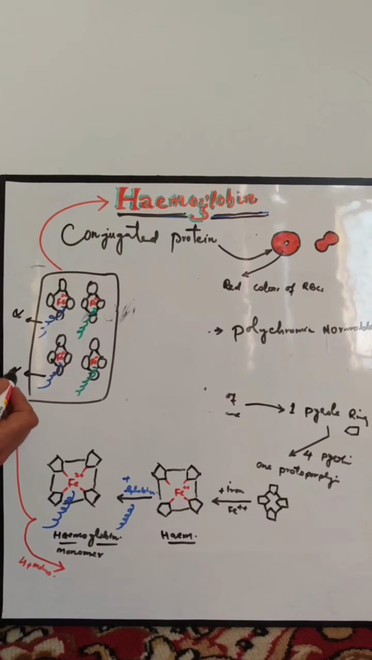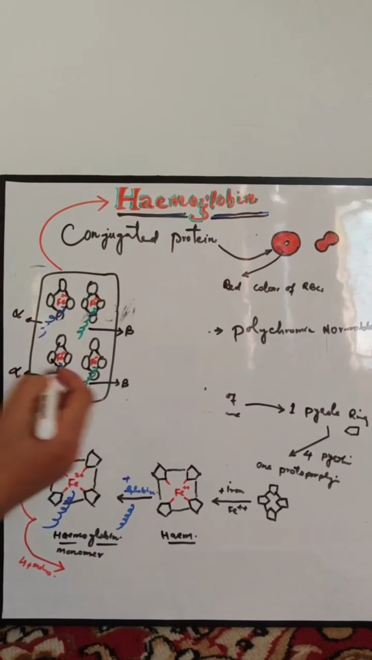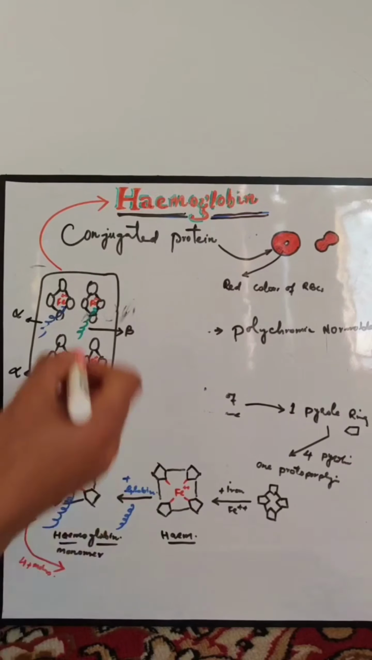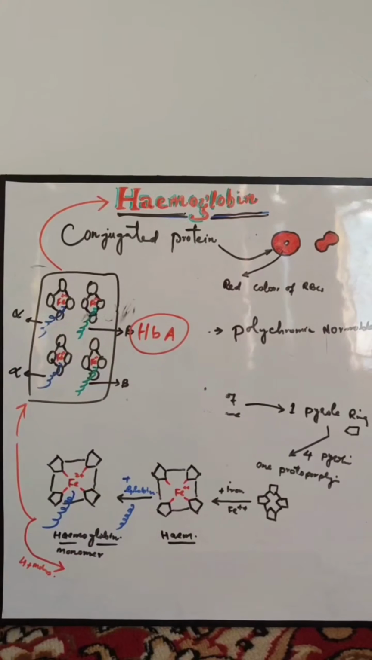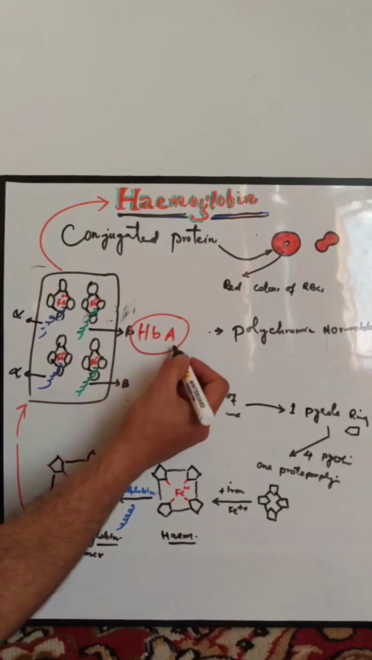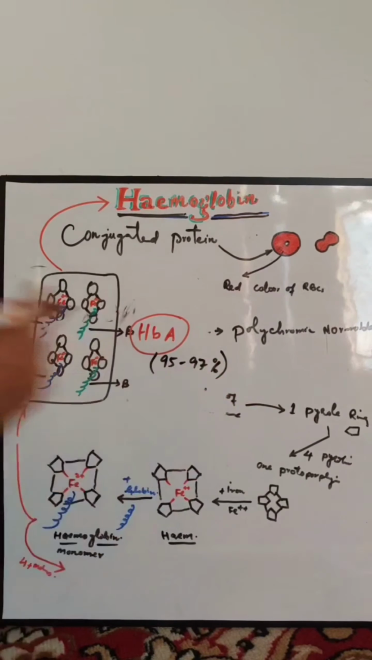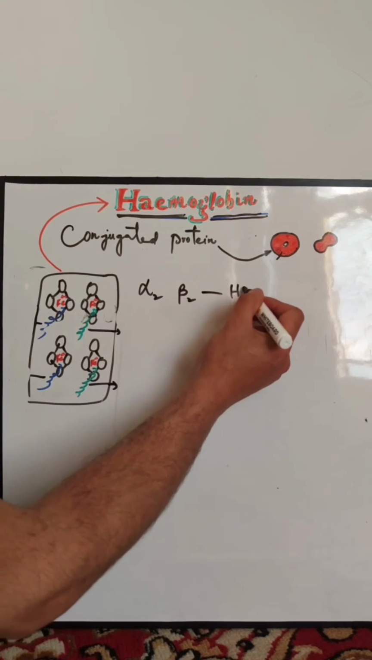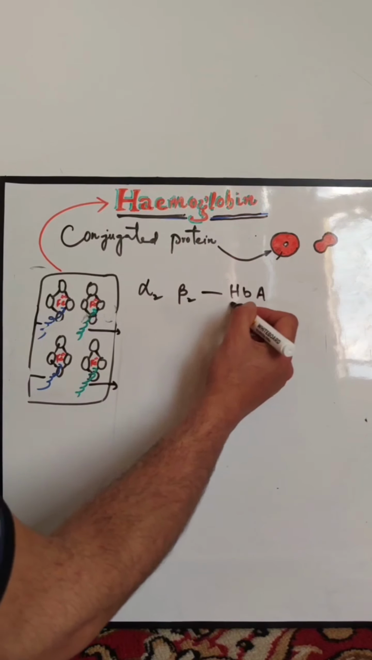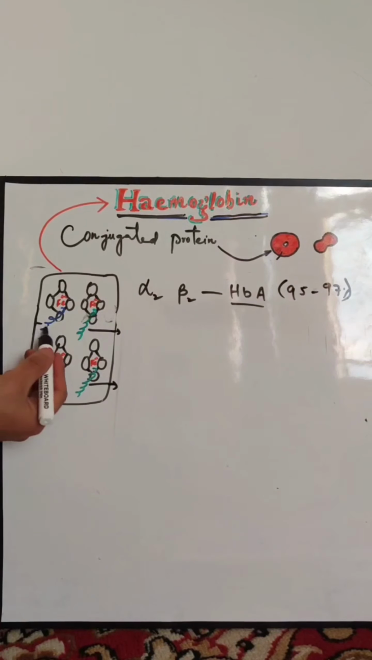These globin chains can be alpha 2 and beta 2. Such hemoglobin is called HbA, or adult hemoglobin, which is present in an adult person at approximately 95 to 97%. Let's make all types of this. Alpha 2 and beta 2 is called HbA, hemoglobin A, adult hemoglobin, 95 to 97% in a normal person.